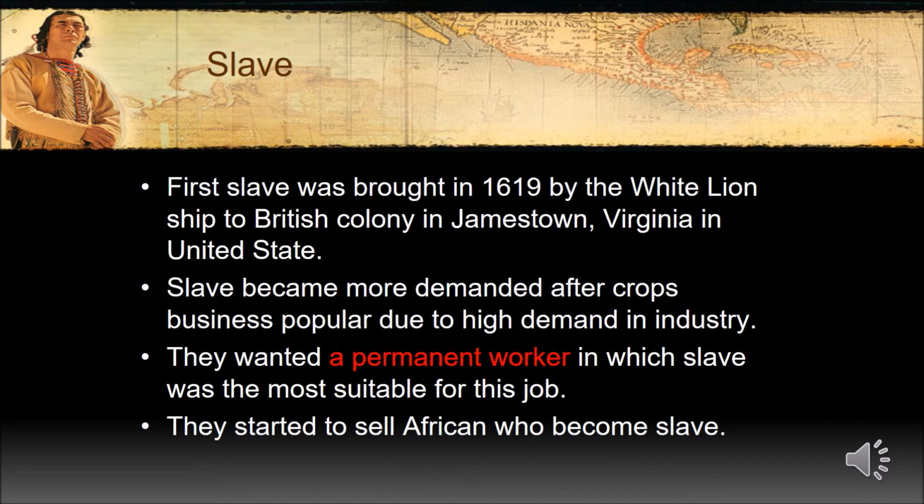The second point is slaves. The first slave was brought in 1619 by the White Lion ship to the British colony in Jamestown, Virginia in the United States. Slaves became more in demand after the crops business became popular due to high demand in industry. They wanted a permanent worker, and slaves were the most suitable for this job. They started to sell Africans who became slaves.